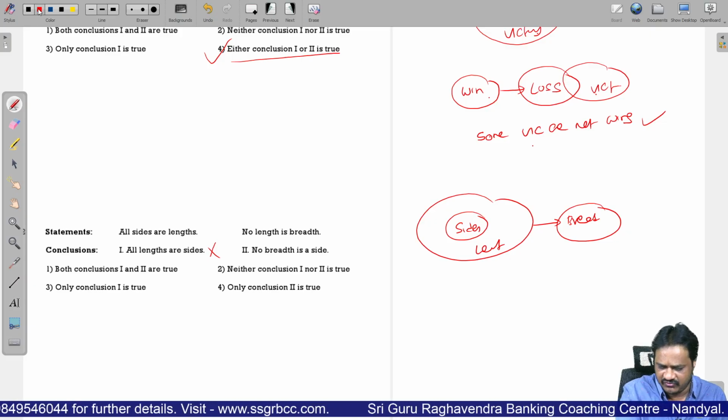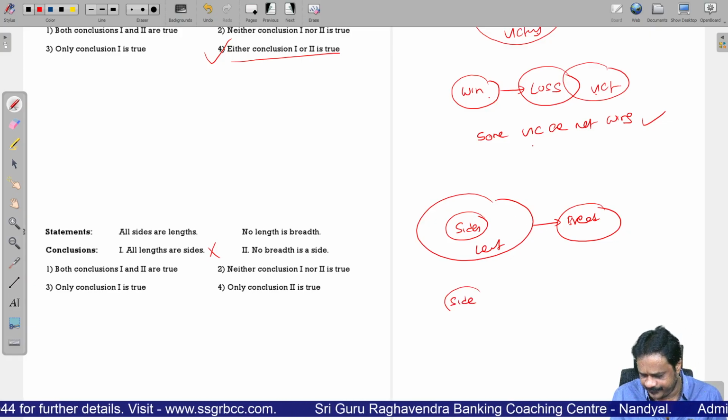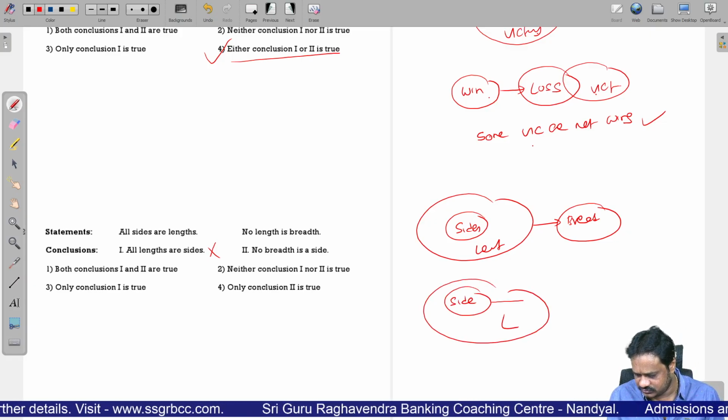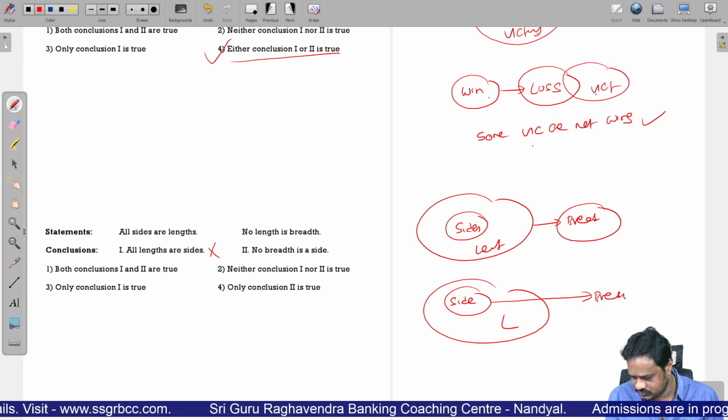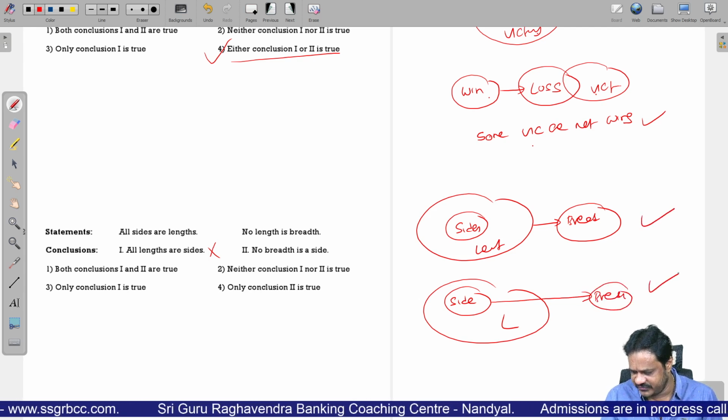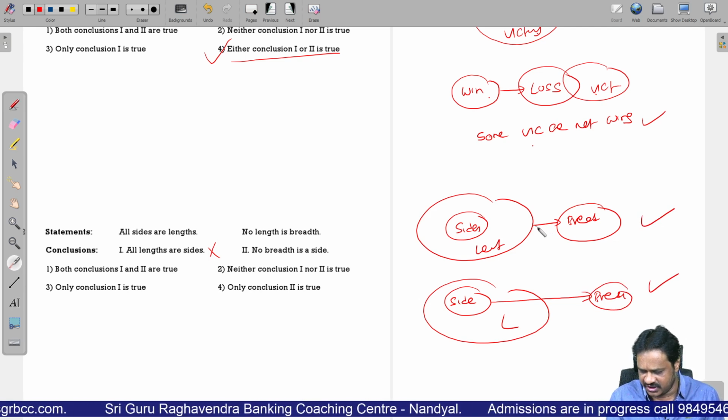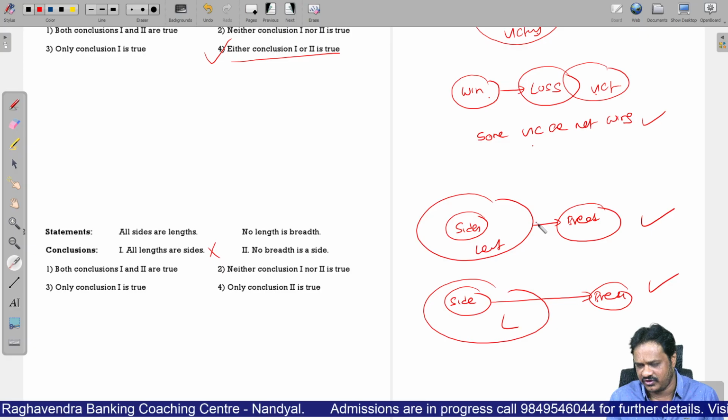Here again, one thing I have to explain. See, observe the difference between these two figures. Here, no is there for the outer circle. If no is there for the outer circle, for the inner circle also no definitely follows. So no length is breadth. Inside length there is sides. So no side is breadth definitely follows.